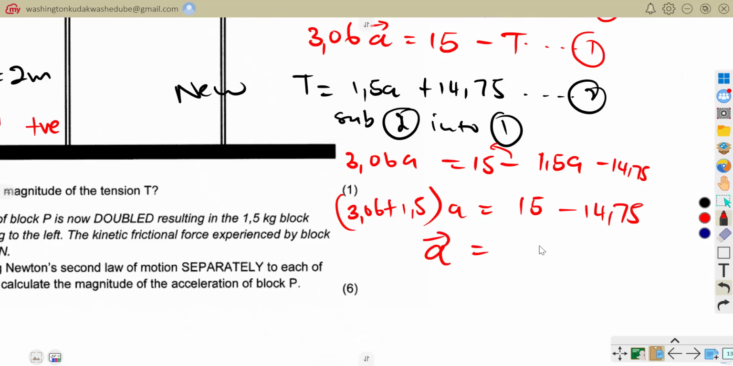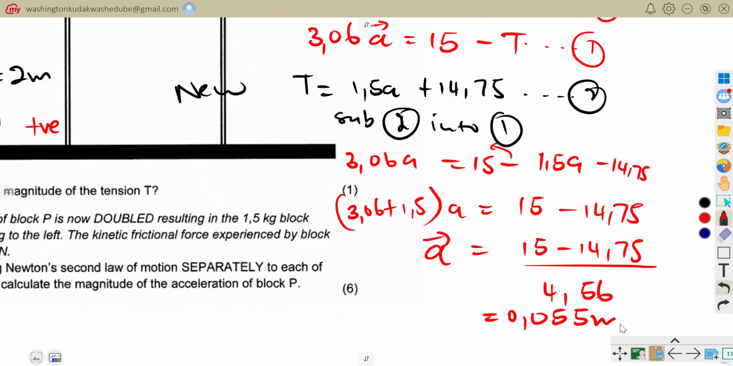So my acceleration will simply be equal to 15 minus 14.75, all divided by 4.56. If I say 15 minus 14.75, that is 0.25 divided by 4.56. That will give me an acceleration of 0.055 meters per square second.